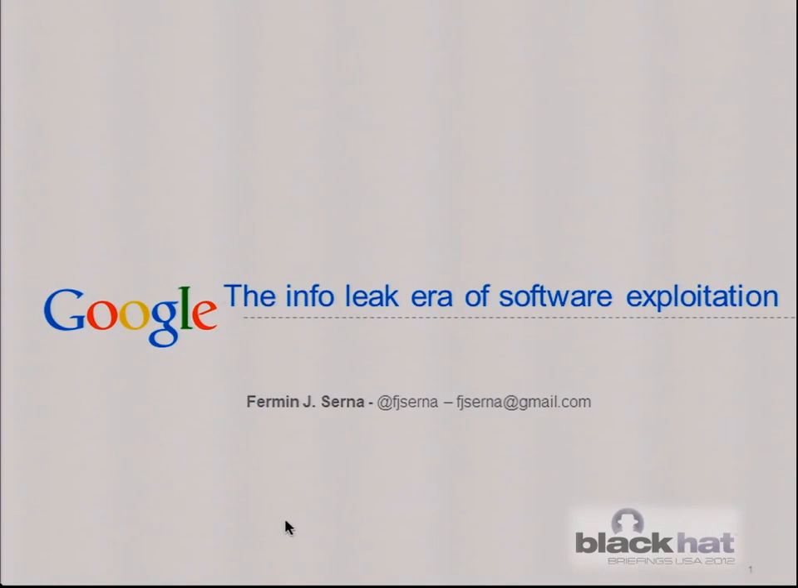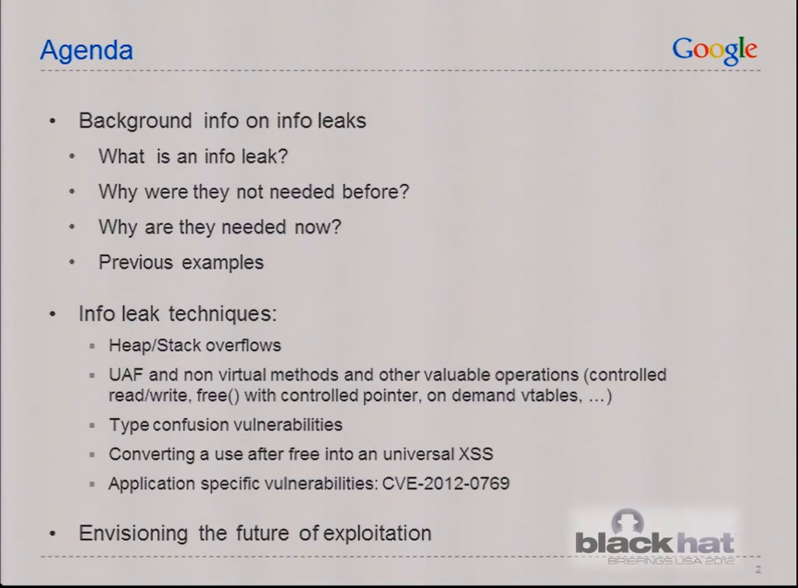So this is a talk about infoleaks. This is the agenda for today. Basically, it's divided into three areas. You see two over there, but it's three areas. The first one is talking about what an infoleak is, why it was not needed before, why it is needed right now, and some examples.